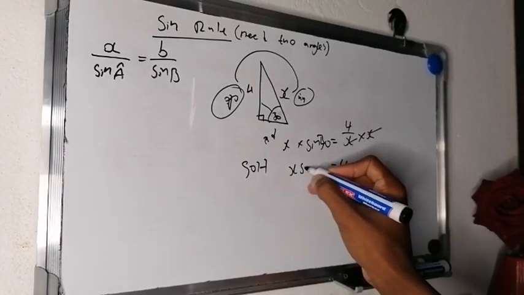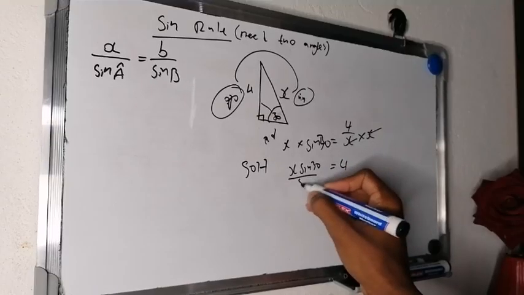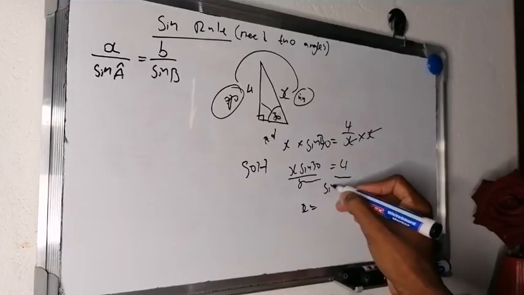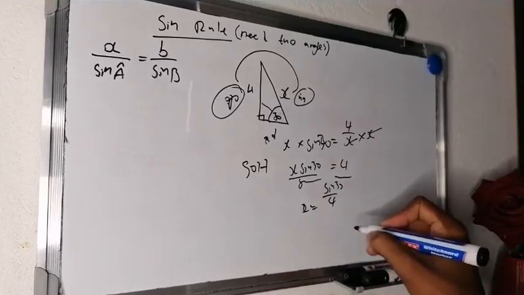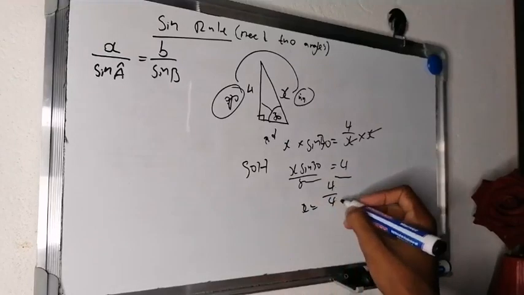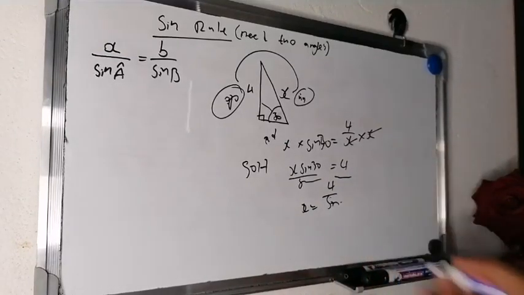Then you'll be left with 4 equals x sine 30. And then you divide both sides by sine 30. It's just an example. So x will be the value of 4 divided by sine 30. And then that's how you find it.